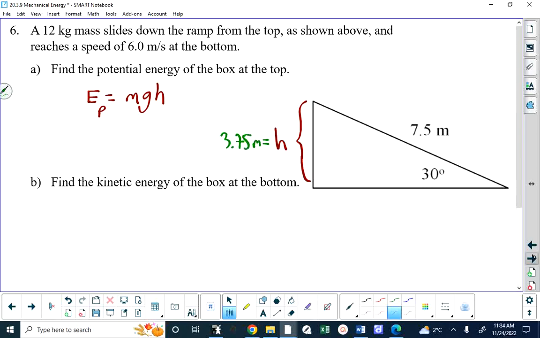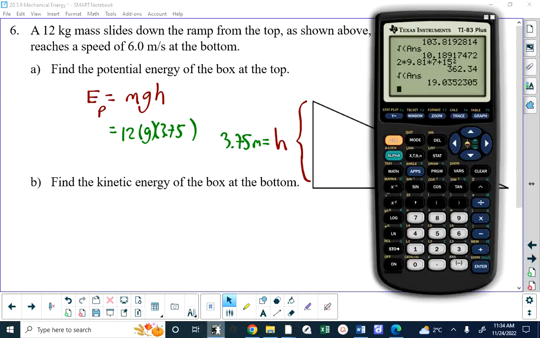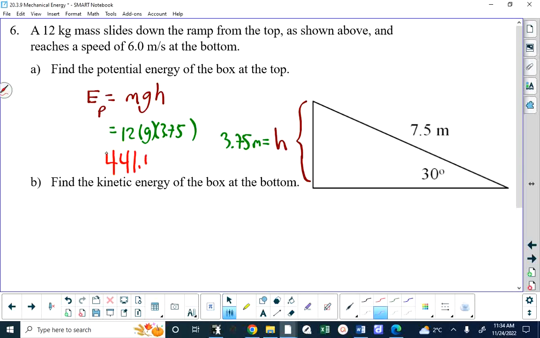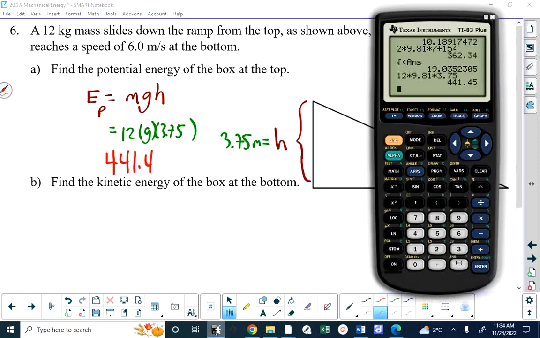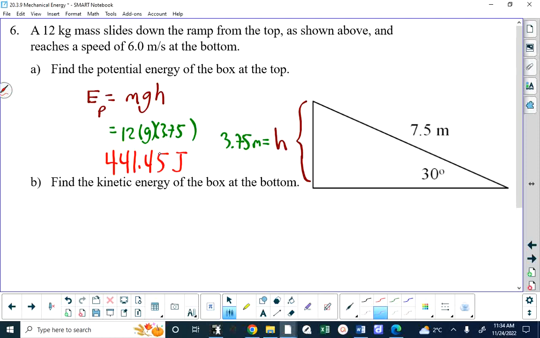I believe it's going to be 3.75. So this is just mgh. It's 12 times g times 3.75. I left out the units. I abbreviated g. I just don't have a lot of room here right now. So we got 12 times 9.81 times 3.75, 441.45 joules. Are we okay with that?